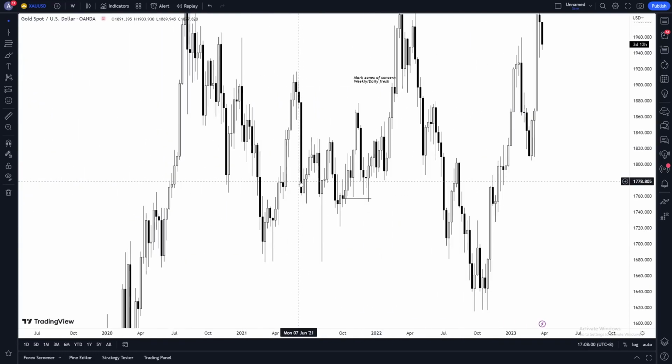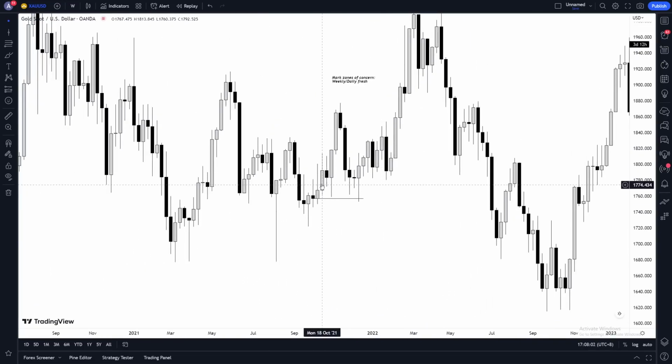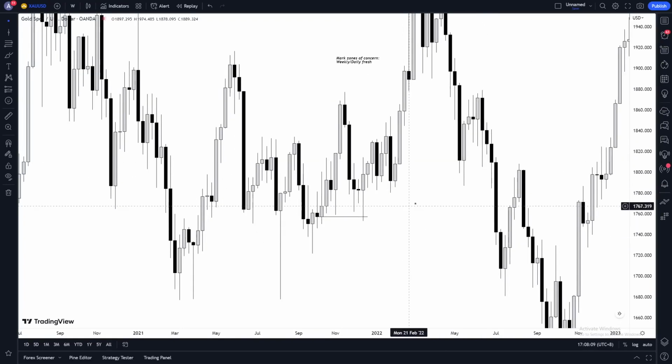So let's go and see what our zones of concern are on the weekly. Maybe there's more clarity, because on the monthly it's just a huge wick, so that means there must have been a lot of price action on the weekly and the daily. Okay, so let's go and see what is happening in there.